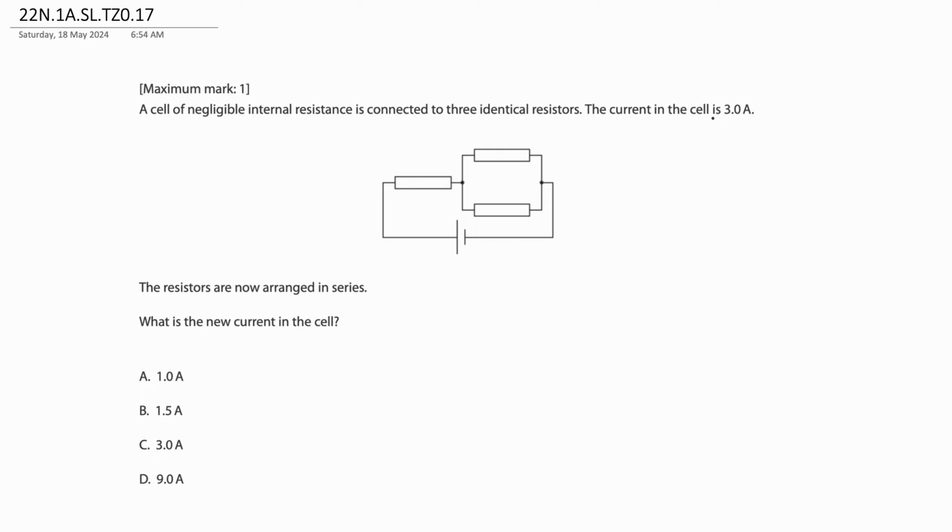The current in the cell is 3 amperes. The resistors are now arranged in series. What is the current in the new cell? Now, to solve such a problem, it's a two-step process.